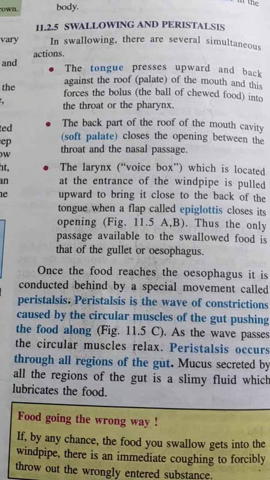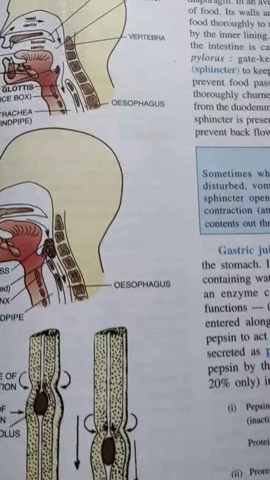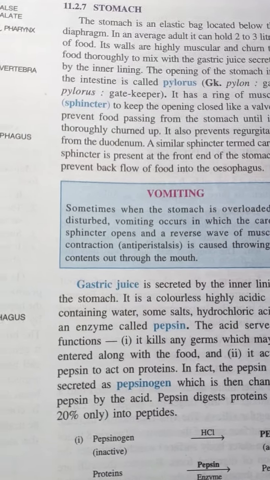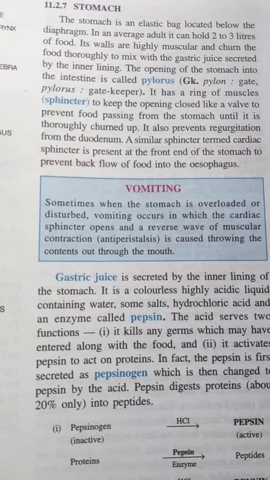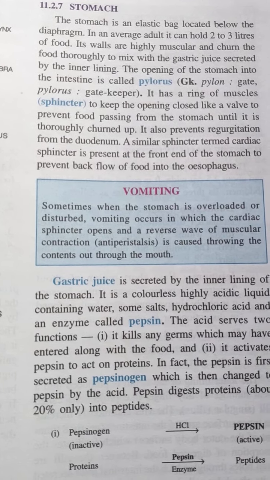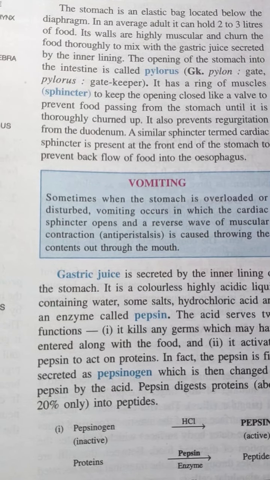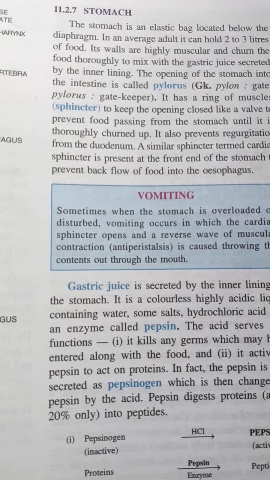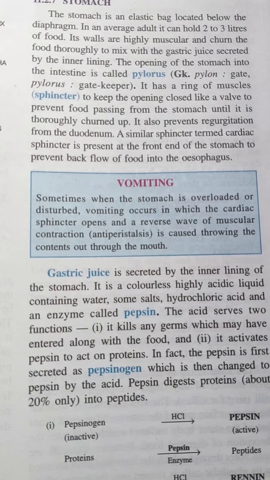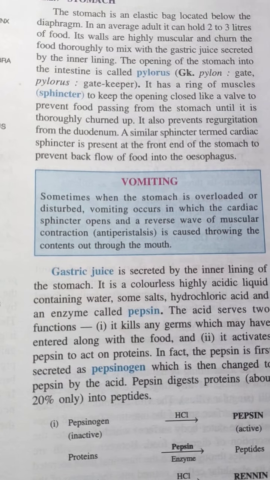Right. Now, the next part of the digestive system is the stomach. It is an elastic bag located below the diaphragm. In an average adult, it can hold 2 to 3 liters of food. Its walls are highly muscular and churn the food thoroughly to mix with the gastric juice secreted by the inner lining. Now, the digestive juice which is coming out from the stomach, we call it gastric juice. The opening of the stomach into the intestine is called pylorus. Very, very important for your short questions.